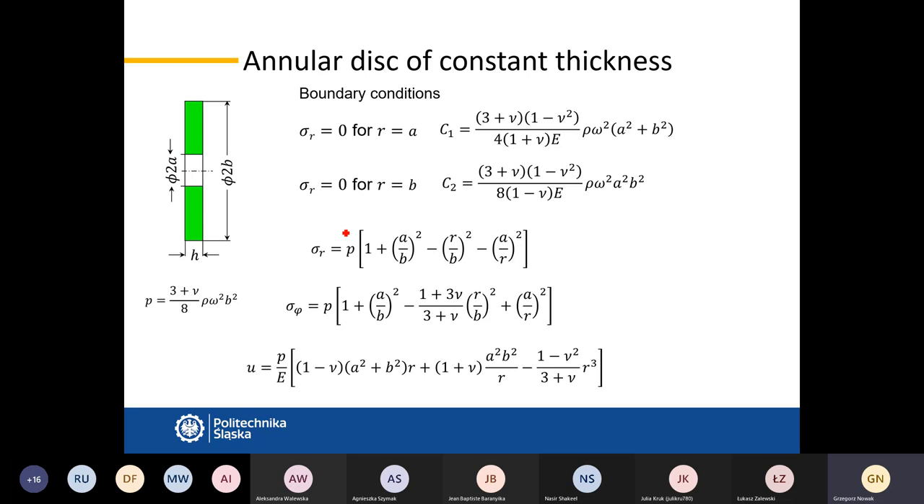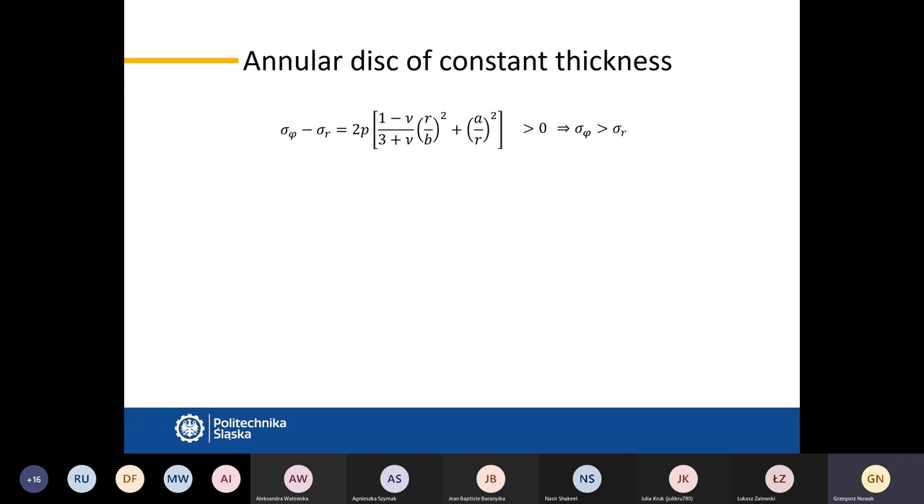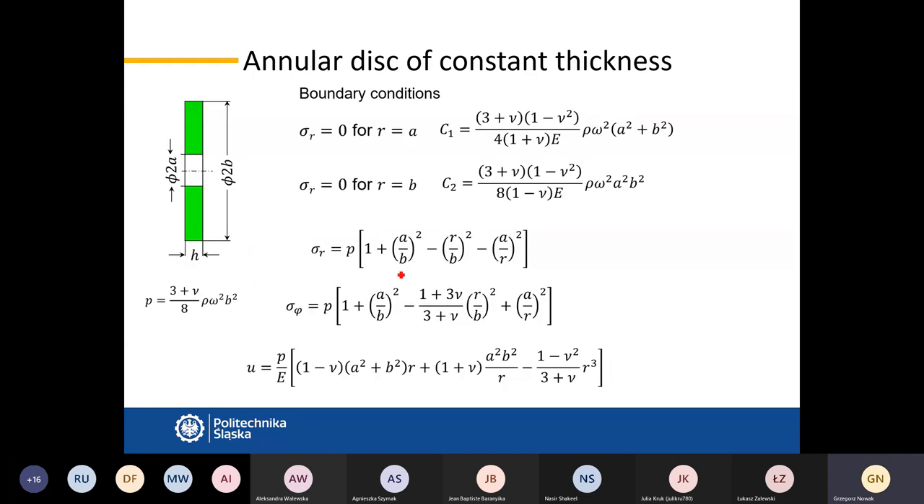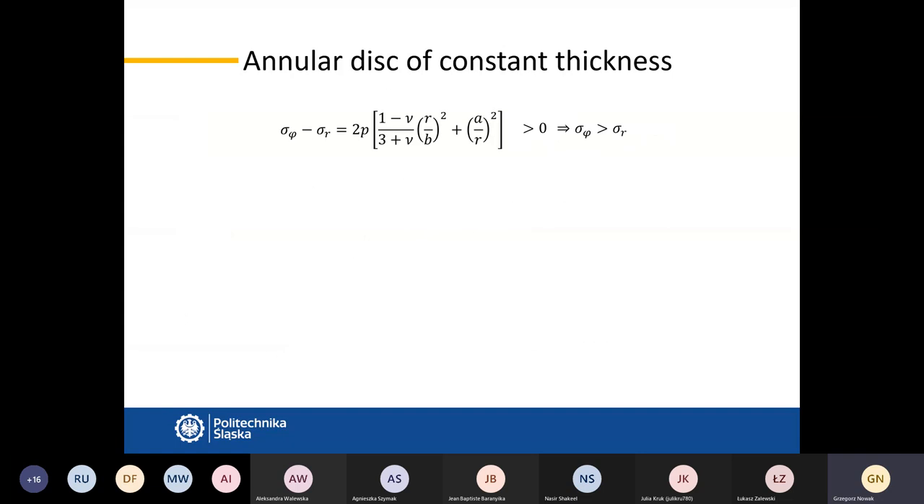And for u, the change in radius, it's P over E, but be careful, P is not pressure, it's shown here what P is. P over E, and there is a combination of radii and some information on the Poisson's ratio. So, if we look at the distributions again, if we subtract sigma phi minus sigma r, they are very much the same. The difference is here and with the sign. You can say that this difference is always positive, which means that sigma phi is always bigger than sigma r.